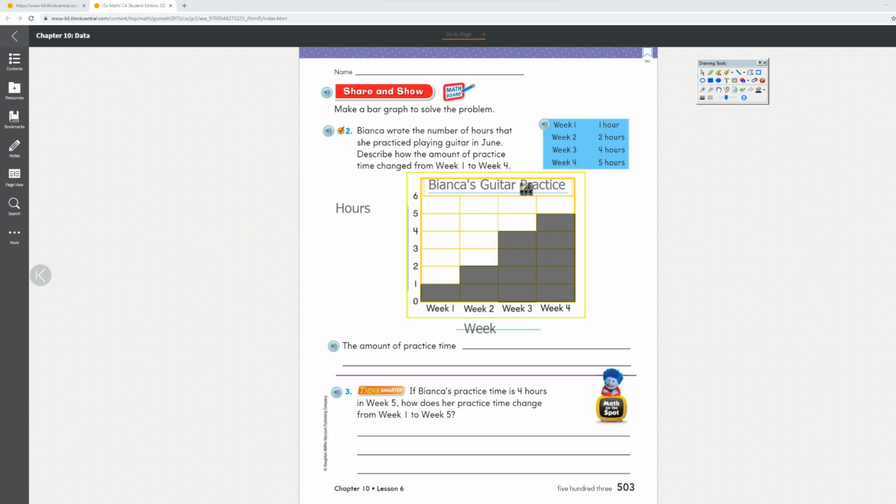So looking at this data, did she practice more over time? Or did she practice less over time? Or did she practice the exact amount of time? So the question now is asking us, describe how the amount of practice time changed from week 1 to week 4. So how did it change? The practice time went up, went down, or stayed the same? What do you guys think? So the answer is that the amount of practice time went up. She actually started practicing for more hours each week as the month progressed.